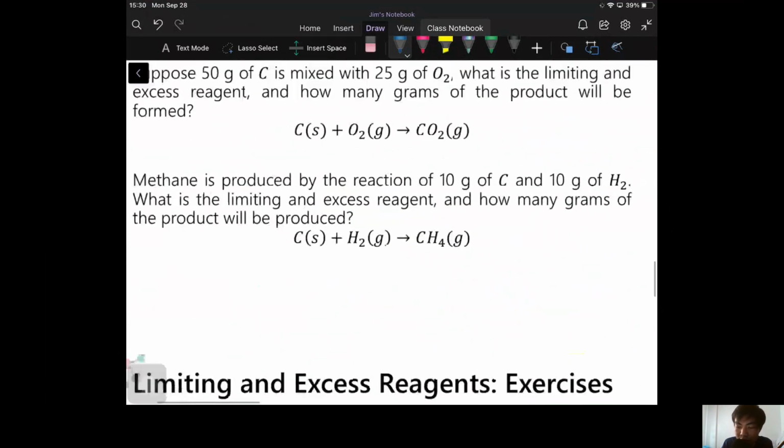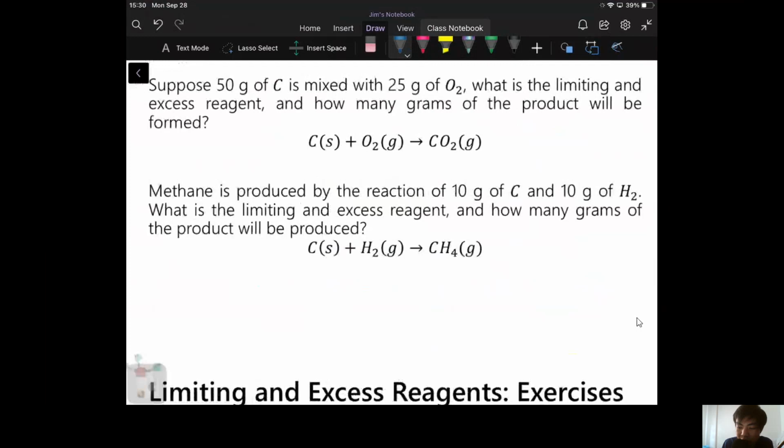Okay, so let's check this. Methane is produced by the reaction of 10 grams carbon and 10 grams hydrogen gas. What is the limiting and excess reagent, and how many grams of the product will be produced? Ang tanong dito is similar with the previous one. What is the limiting and excess reagent, and what is the actual amount of products na mapoproduce? Ano yung kanyang theoretical yield? So alamin natin yung actual amounts na kaya niya i-produce, in theory.